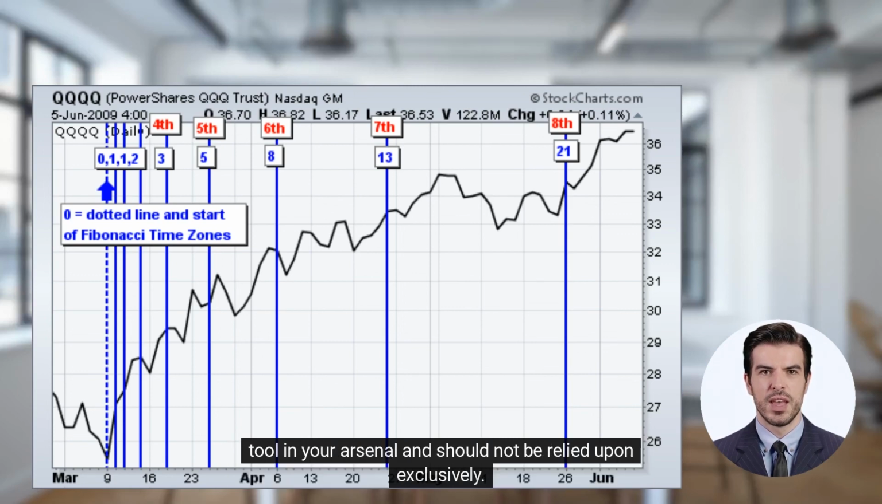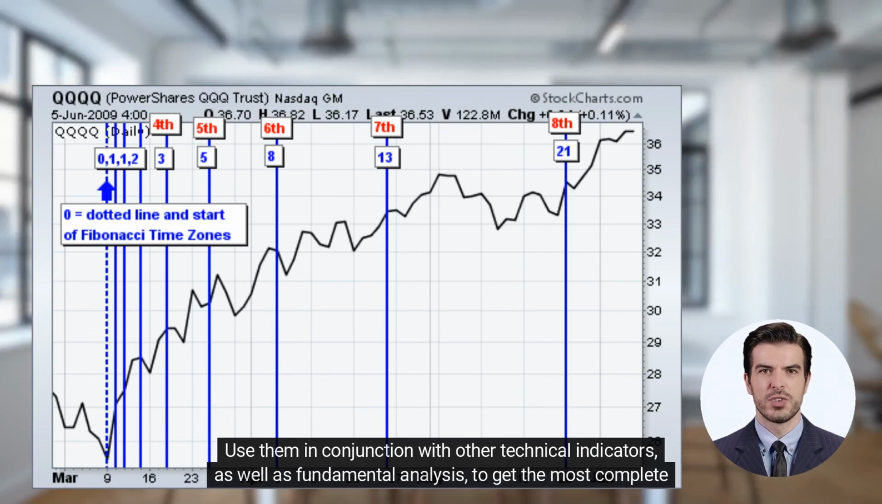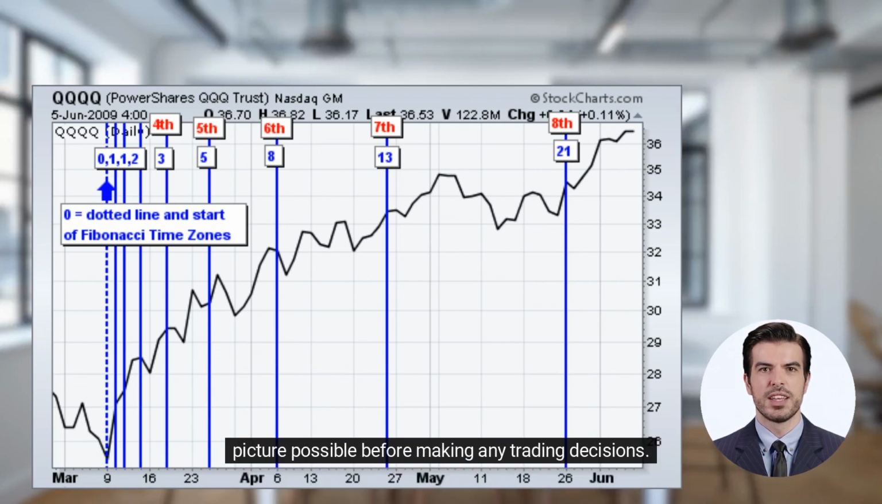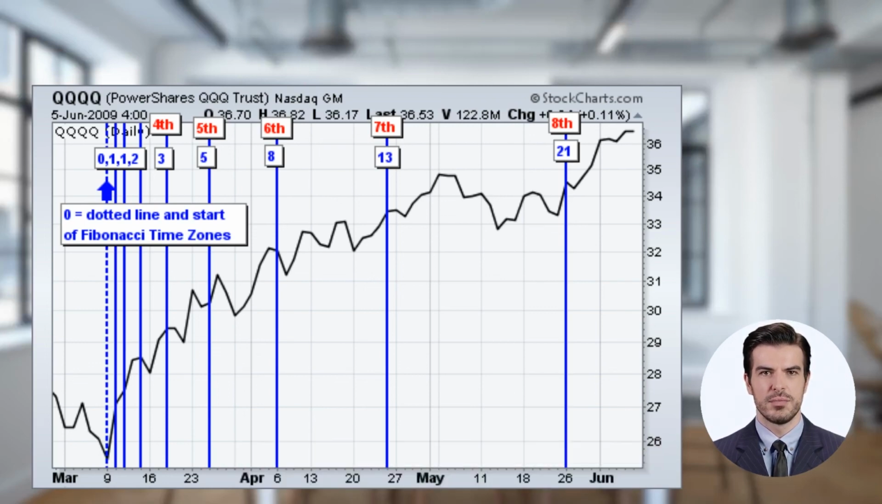No matter which method you choose, it is important to remember that Fibonacci time zones are just one tool in your arsenal and should not be relied upon exclusively. Use them in conjunction with other technical indicators, as well as fundamental analysis, to get the most complete picture possible before making any trading decisions.